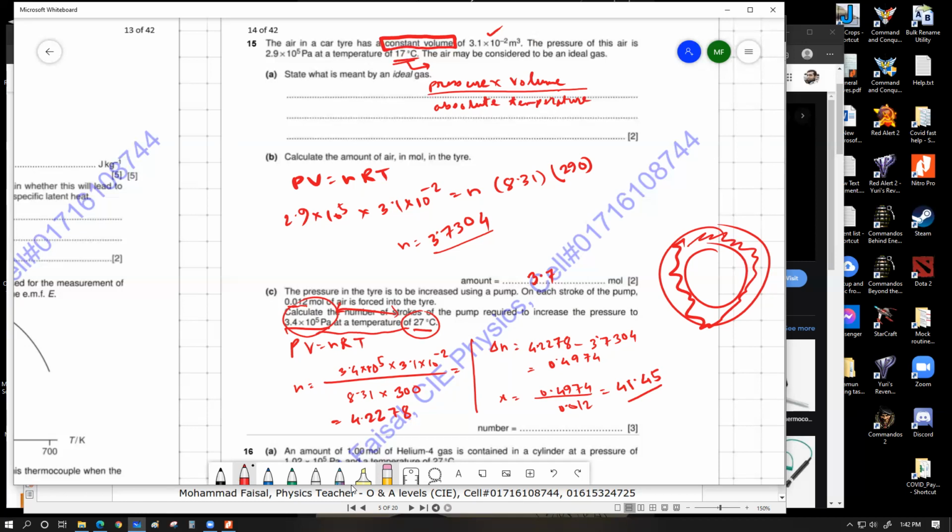If it was even 41.1, I would still go for 42. Because by applying 41, we cannot reach that pressure and temperature. By applying more than 41, we can get there. So the correct answer over here is going to be 42.